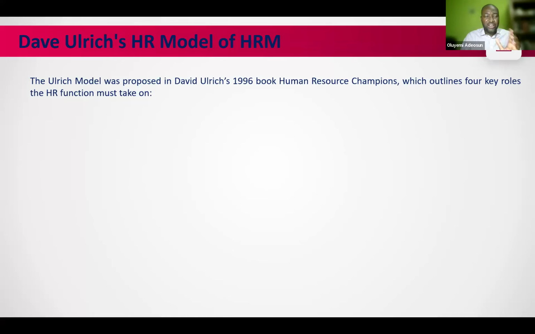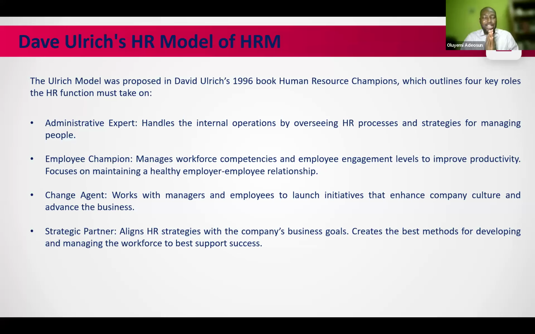The David Ulrich model was proposed in 1996 in a book, Human Resource Champions. It outlines four key roles that the HR function must take on. According to David Ulrich in his book, whatever you do as HR, you have four key roles. Look at them one after the other. The first one: you must be an administrative expert, in other words, handling internal operations by overseeing HR processes and strategies for managing people.